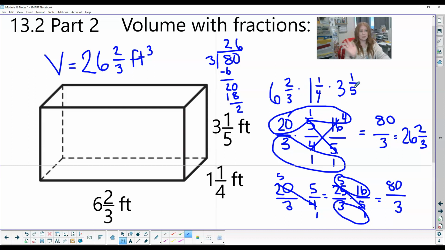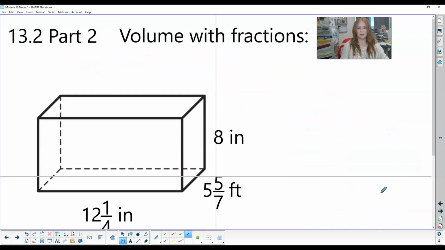Okay, so I just like to put them all out, make them all improper, simplify as much as I can, multiply the numerators, multiply the denominators, and make it back to a mixed number. So let's look at one more of those.